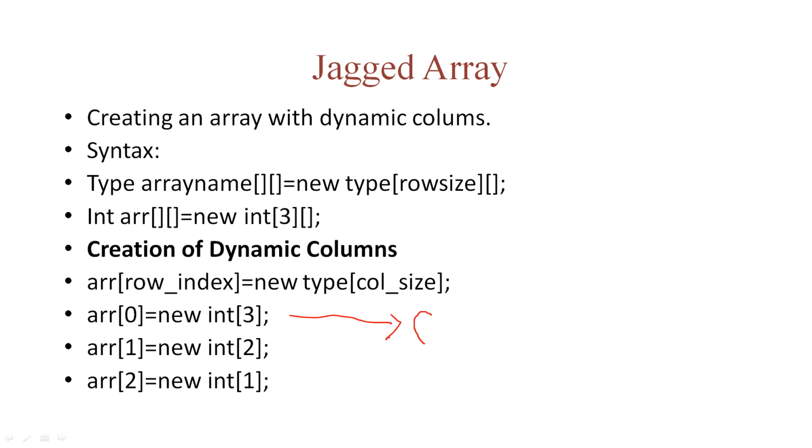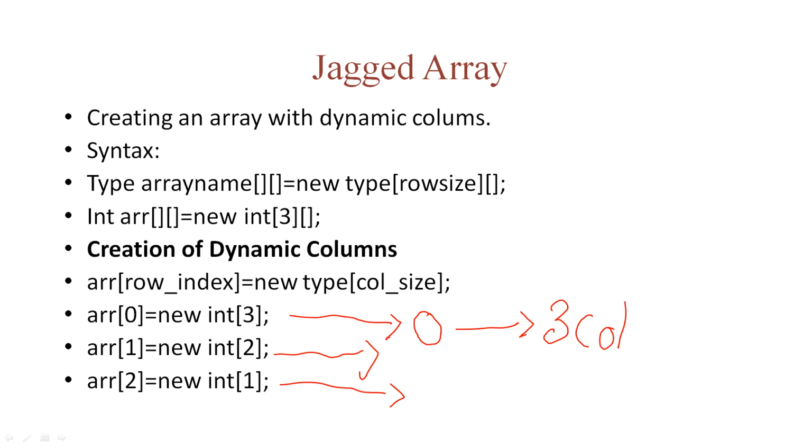The zeroth row has 3 columns. What about the second one? The second row has 2 columns. What about the third row? The third row has 1 column.